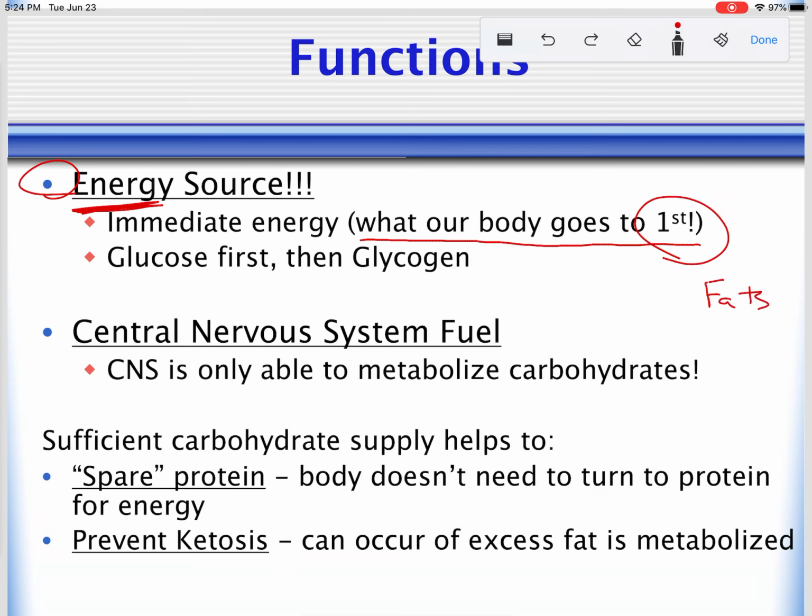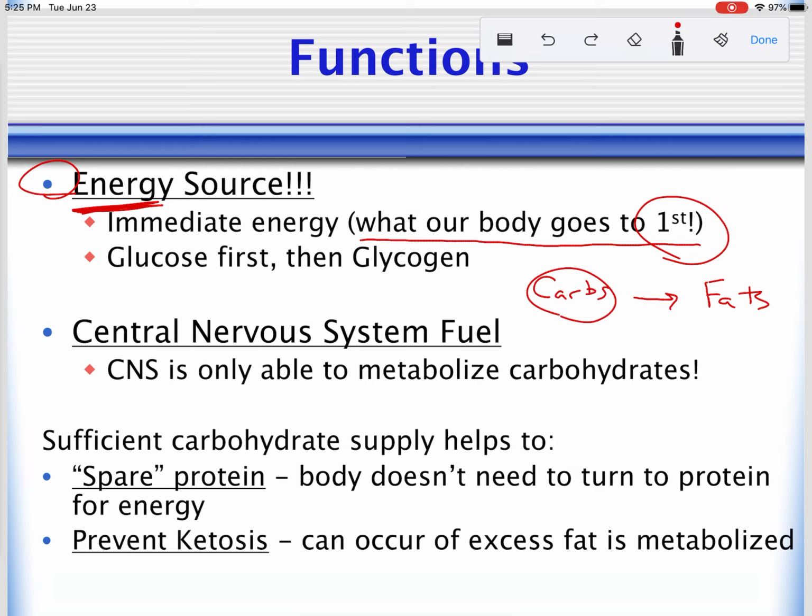But you see, fats are more difficult to burn down. So we can't burn down fats immediately. So we tend to rely on carbs first, and then as the duration goes on that we need energy, we tend to rely more on fats. But what I'm pointing out here is it's carbs that our muscles, all of our cells go to first.